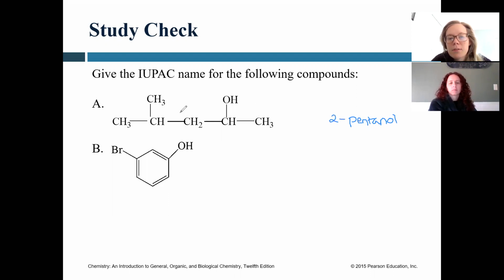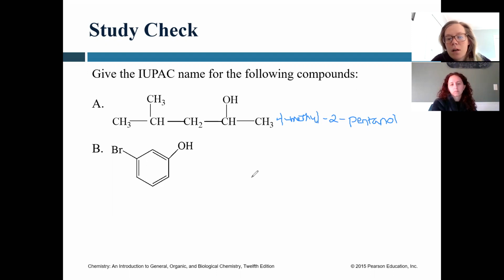And then I've got an accessory of a methyl on the 1, 2, 3, 4. So 4-methyl-2-pentanol. So it's kind of like the last structure, just with one of the carbons missing in the chain.